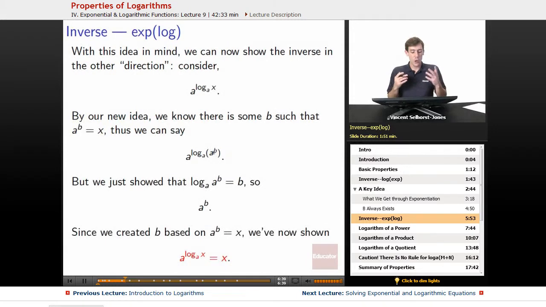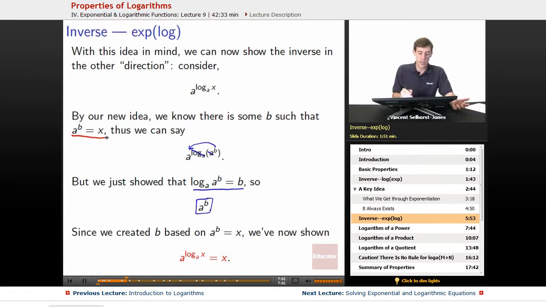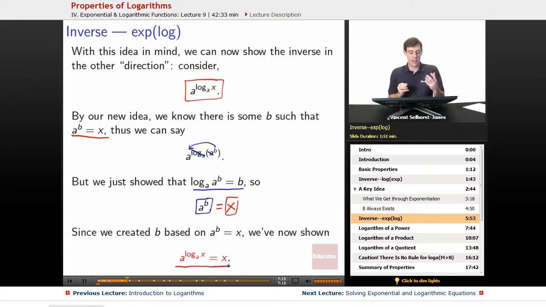Now, we just showed that log base a of a to the b equals b, right? Because logs on exponents cancel out. So log a on a to the b equals b. So we've got the same thing here. Log a on a to the b will drop us down to just having the b, so that b will move over to being the exponent on a. We'll have a to the b. But how did we define a to the b in the first place? It was a to the b equals x. Since we created b based on the fact that a to the b equals x, we've now shown that what we started with winds up being equivalent to x, so we have that a raised to the log base a of x is equal to x.